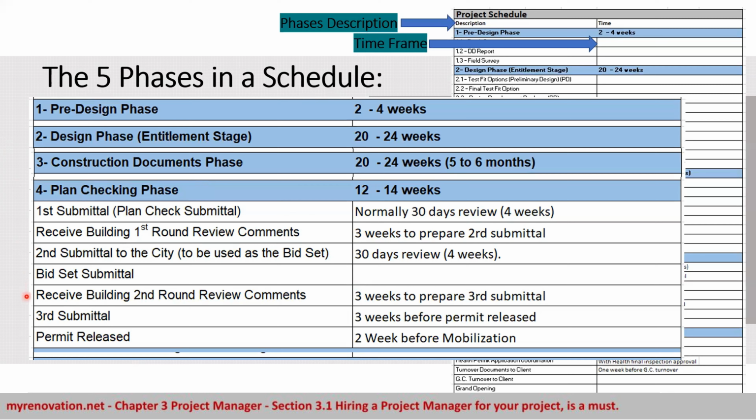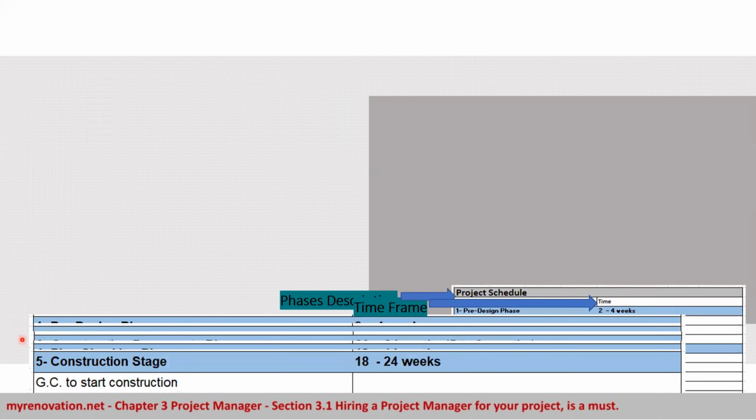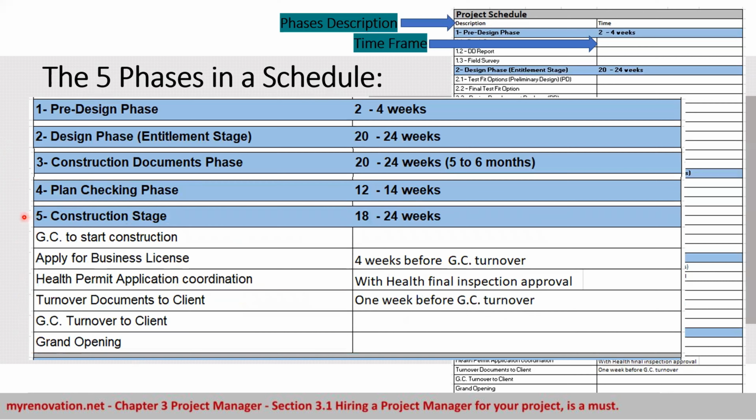Then after that, sometimes we receive a third comment from the city, and sometimes it's only up to the second comments, and the permit will be released. Then we go into the construction stage. During the construction stage, the project manager will stay involved, helping the GC to resolve any problem and to assist the GC with delivering a high quality project.